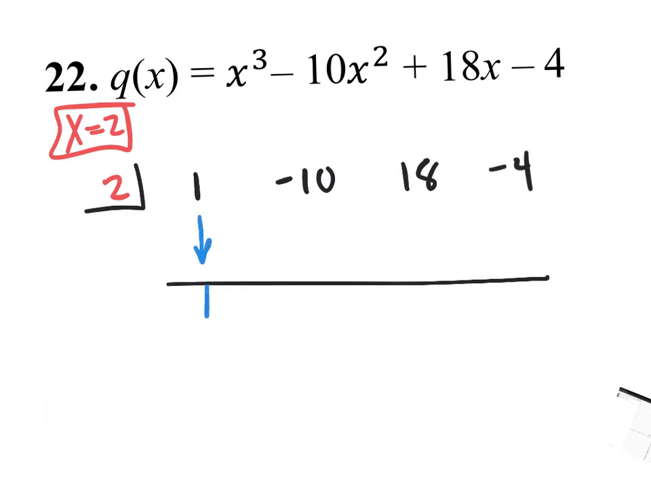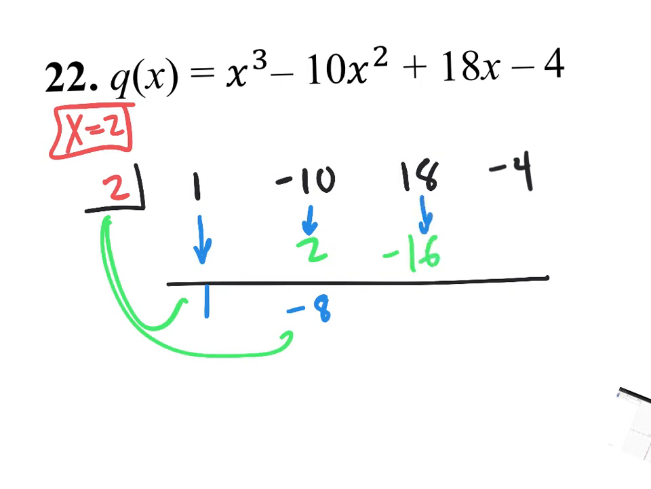1 plus nothing is 1. 2 times 1 is 2. -10 plus 2 is -8. 2 times -8 is -16. 18 minus 16 is 2. 2 times 2 is 4. And of course, no surprise, my remainder is 0, because I saw on the graph that the answer is x equals 2. If you don't get 0, you better go back and do your work again, because you made a mistake. And if you made a mistake, you're not going to have the right numbers down here to create your correct depressed polynomial.